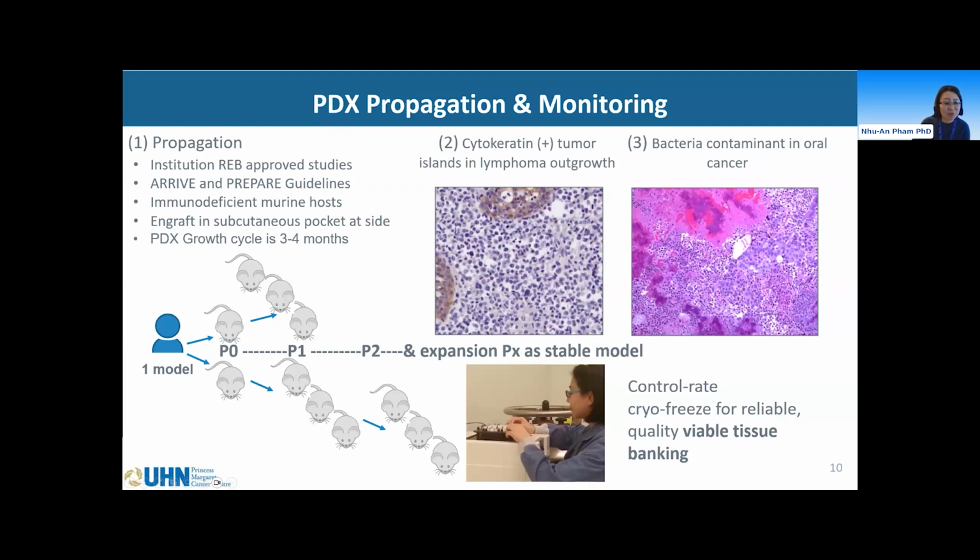So there is histology review per mouse replicate and quality control tests, including identifying failed tumor growth due to lymphoma outgrowth, as you can see here with the tumor islands, or bacteria-contaminated tumors, as you can see in this panel, the bacteria plaque. So models are tested regularly for pathogens and DNA fingerprinting.